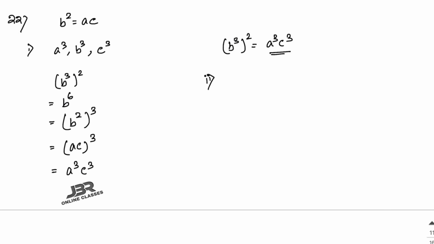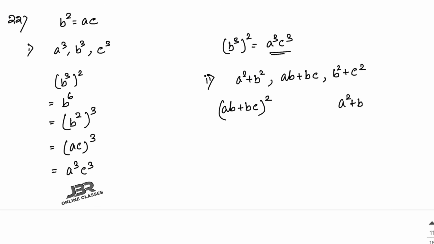Now the next one, number 2. Here you have a square plus b square, ab plus bc, and the last one b square plus c square. You have to show that these three are also in GP. So here the left hand side will be (ab plus bc) whole square. Okay, and you have to prove that it equals the multiplication of (a square plus b square) into (b square plus c square).